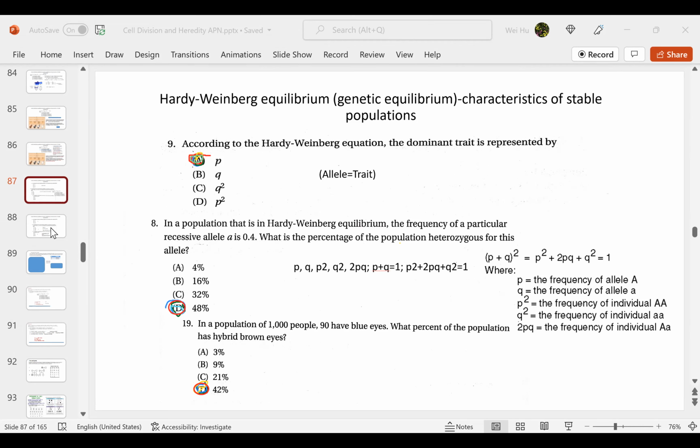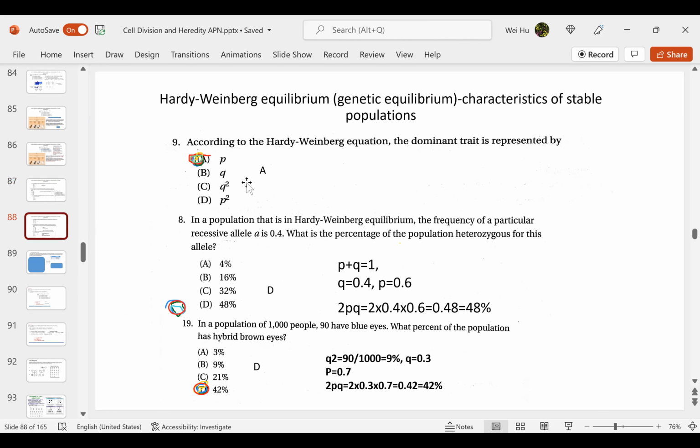Good. So now let's go through this together, right? So 9 is A, B is D, and 19 is D. For 19, you have to remember this is talking about percentage. If they give you a number, not a percentage, you have to convert it to a percentage.